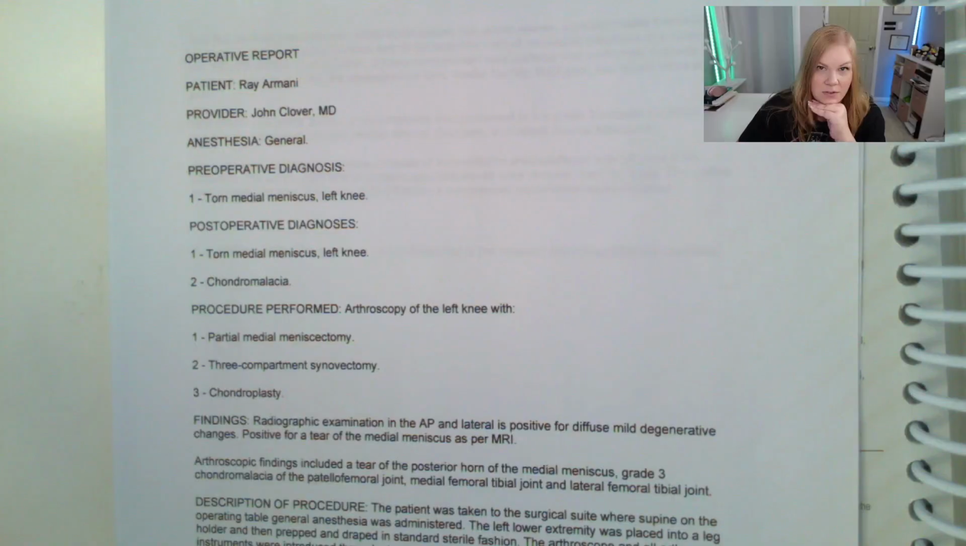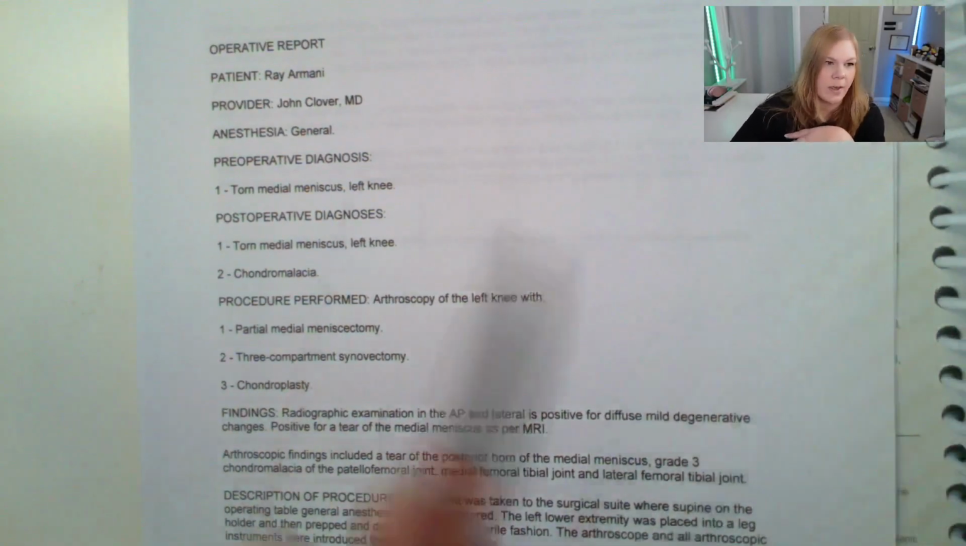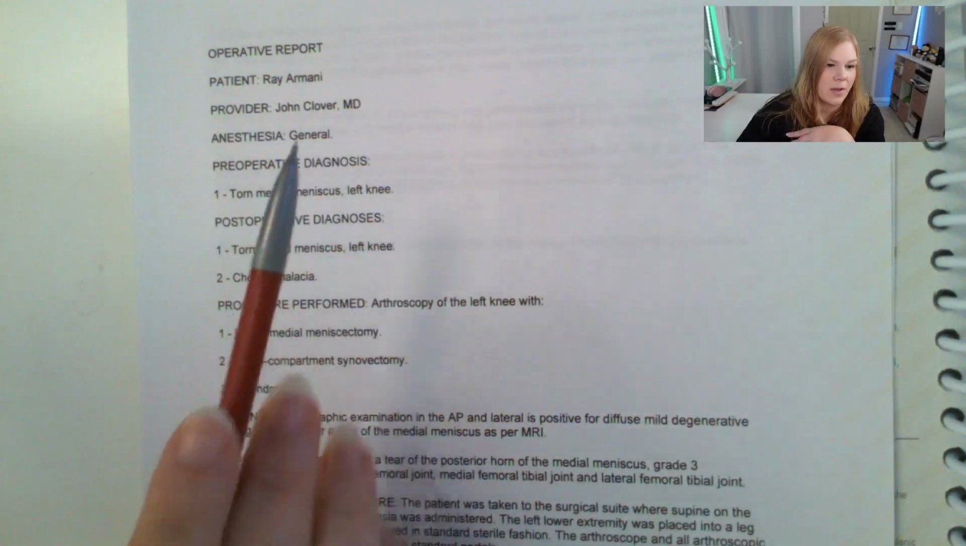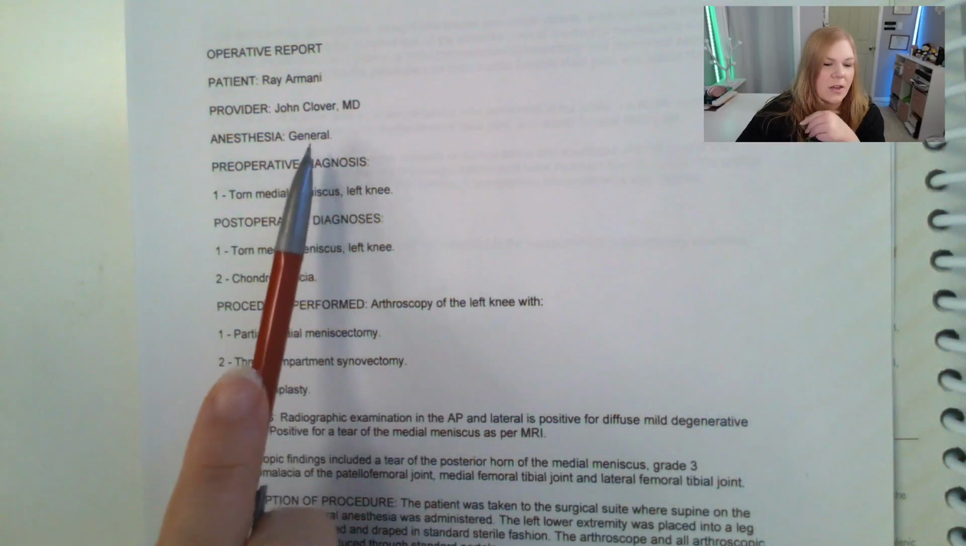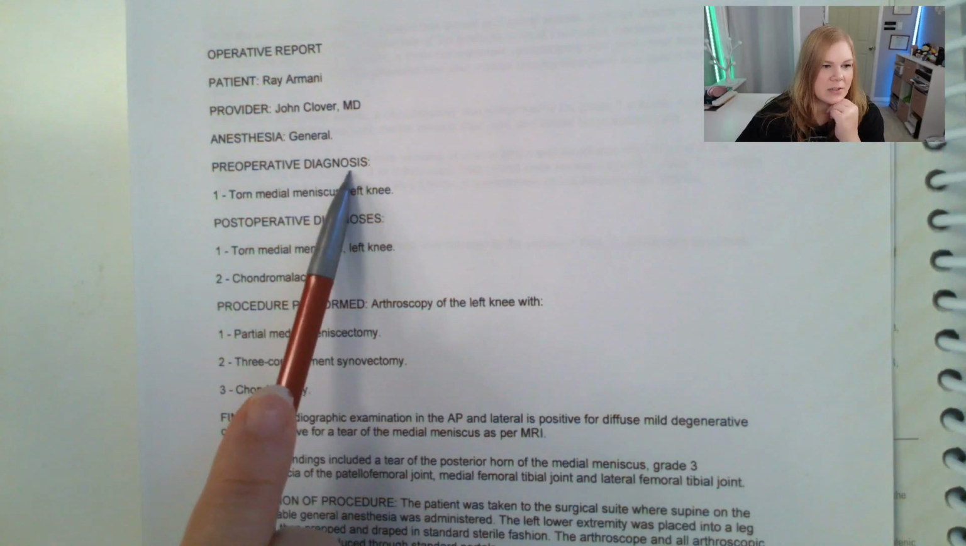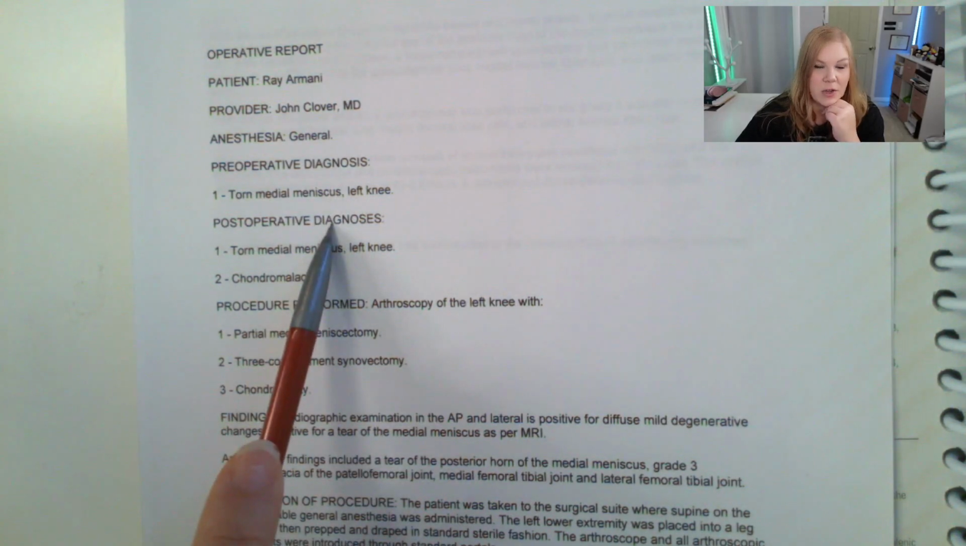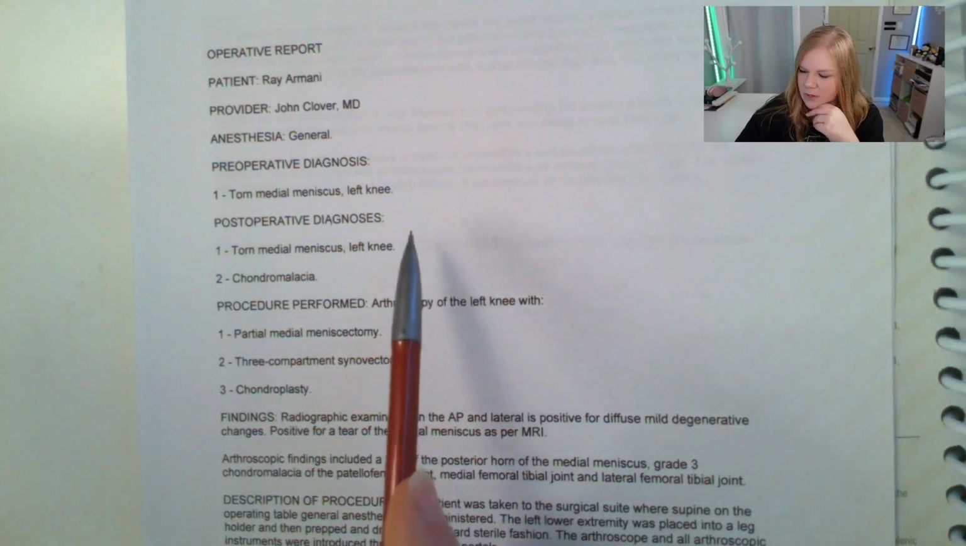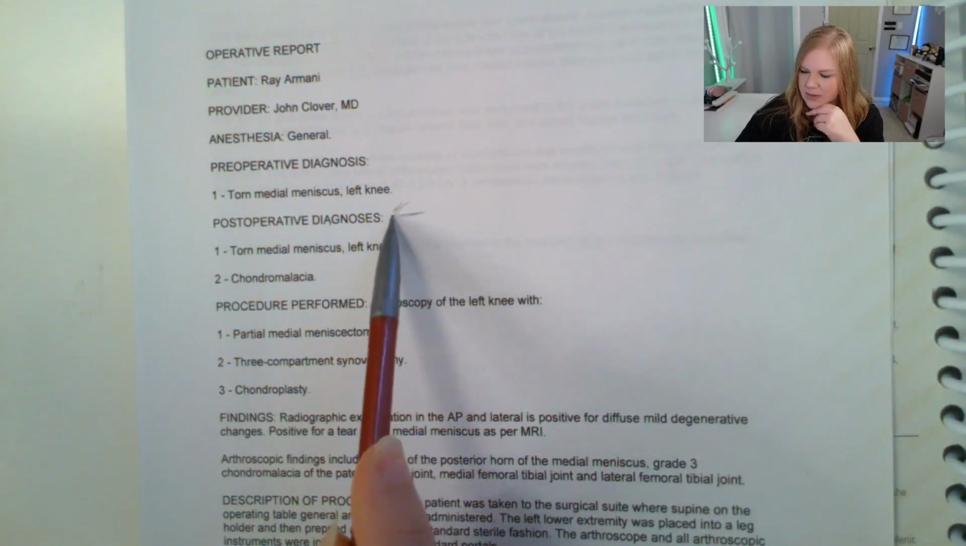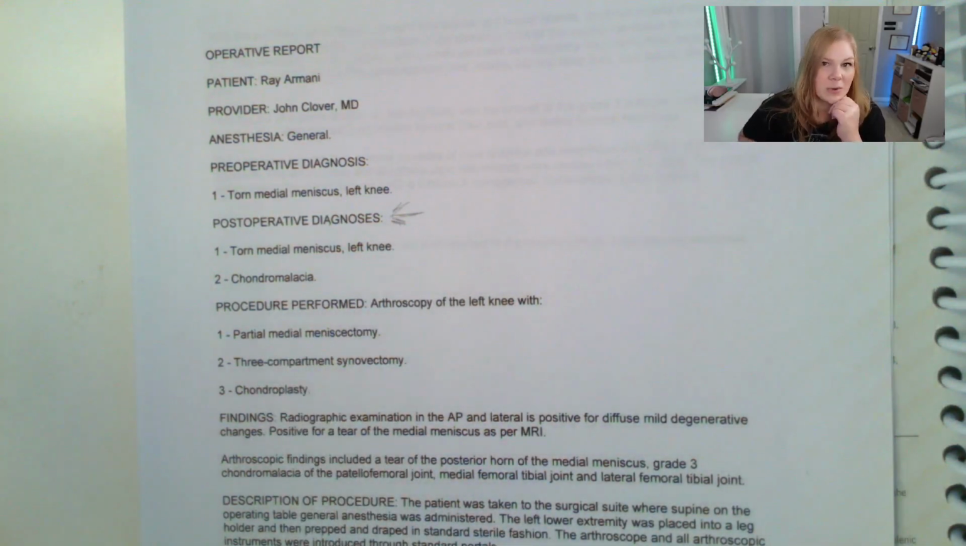So let's get into this coding case. So here we have our operative report. We start out with patient name, provider name, the type of anesthesia given, the preoperative diagnoses, post-operative diagnoses. We code based off of the post-operative diagnoses because sometimes that diagnosis that we think we're going in for can change, especially based off of things like what happens when we may open up the patient, right? Or even things like pathology.